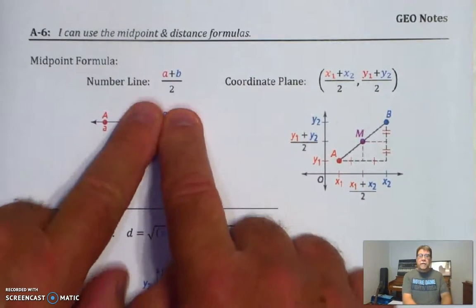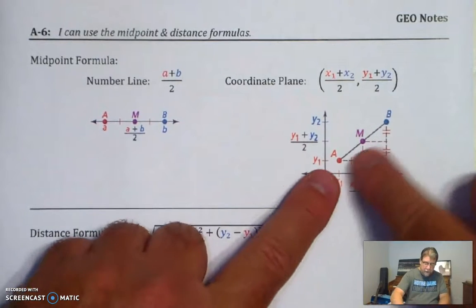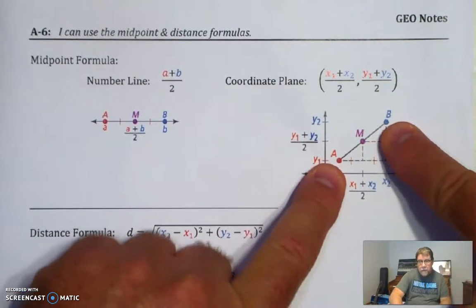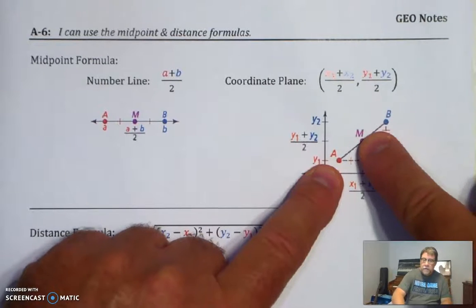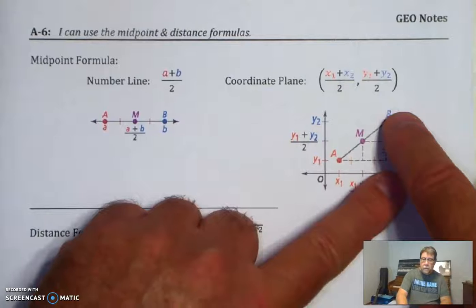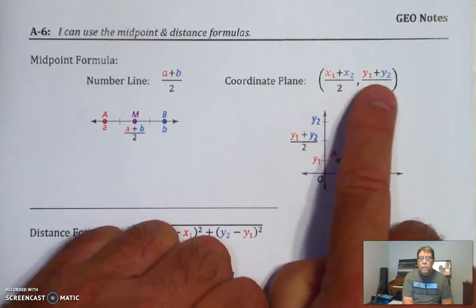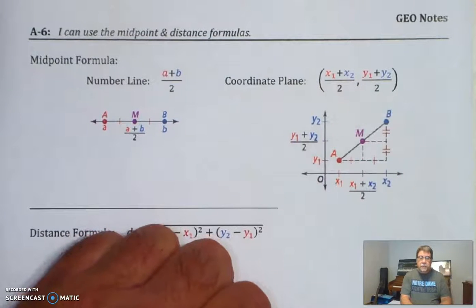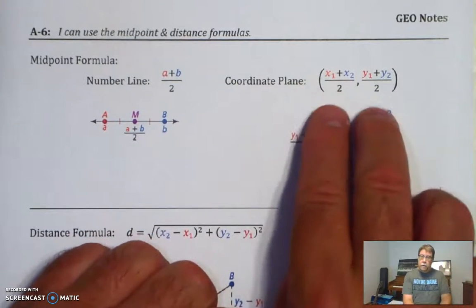That extension applies to the coordinate plane. If I have two points on an angle from A to B, this is at an angle. To find M, we simply need to average the x coordinates, and then we average the y coordinates. And so this formula, x1 plus x2 divided by 2, comma, y1 plus y2 divided by 2. So this is really just not so much a formula as it is another ordered pair.